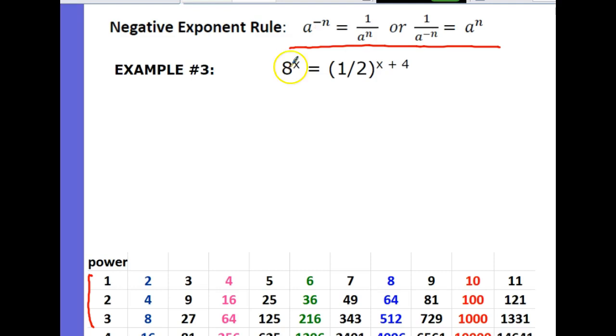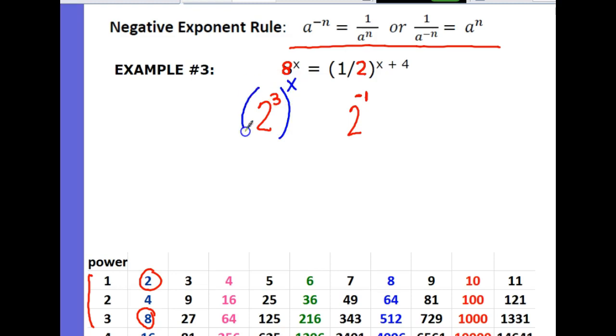So I'm looking in my chart for an 8 and a 2. That's going to be this column right here. So 8 is 2 to the third power. That's just the 8 part. Now, that's just a 2, which is 2 to the first power. But to make it into a reciprocal, to make it into a fraction, you put a negative in front of the power.